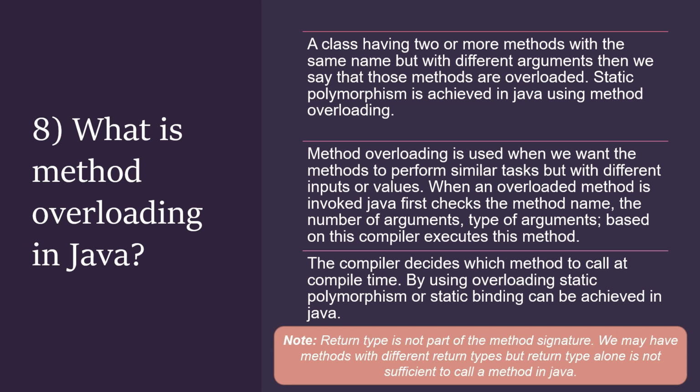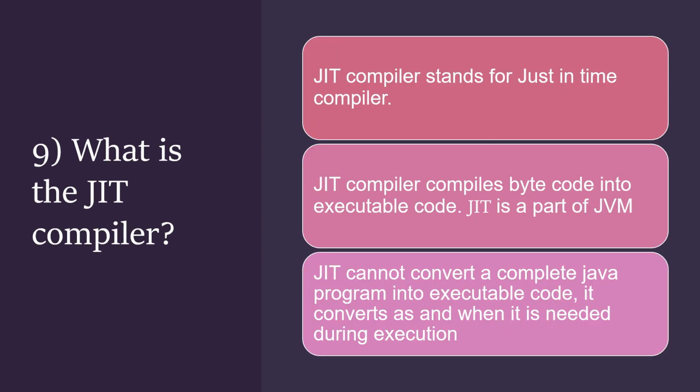The compiler decides which method to call at compile time. By using overloading, static polymorphism or static binding can be achieved in Java. Note: return type is not part of the method signature. We may have methods with different return types, but return type alone is not sufficient to call a method in Java.